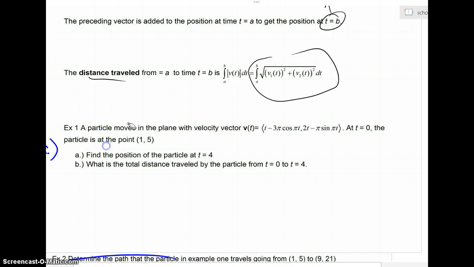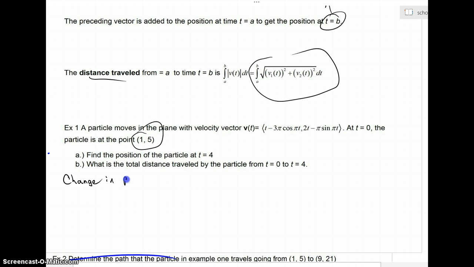So without any further ado, let's just take a look at example 1. It says a particle moves in the plane with this velocity vector. And at t equals 0, the particle is at the point (1, 5). So for part A, we'd like to find the position at t equals 4. Well, we'd like to find the change in position first.